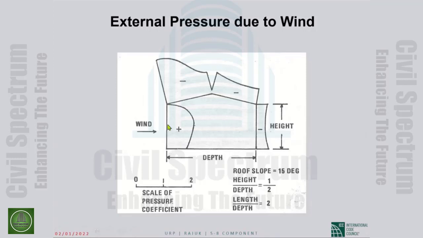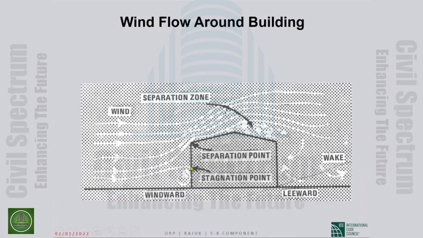Near the center of the windward face, there is a point called stagnation point where the pressure due to wind is the highest of any point on the surface of the building. And that pressure is called the stagnation pressure.